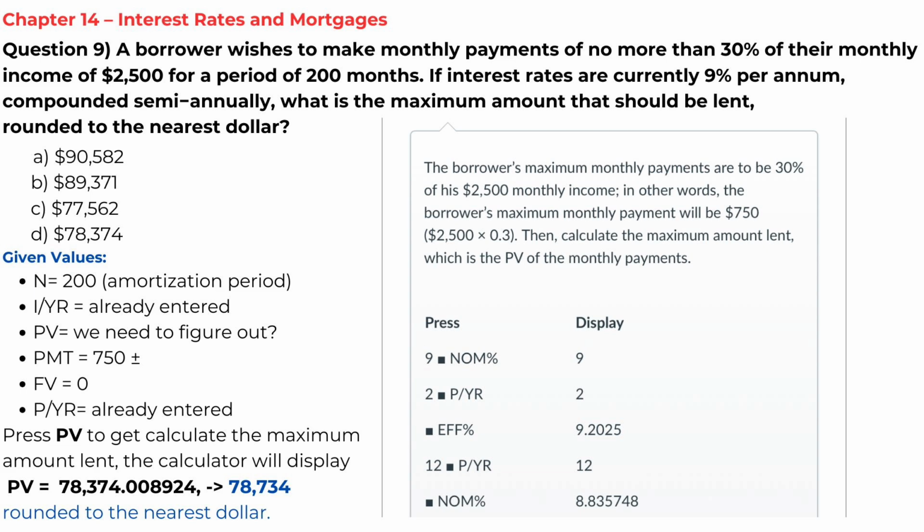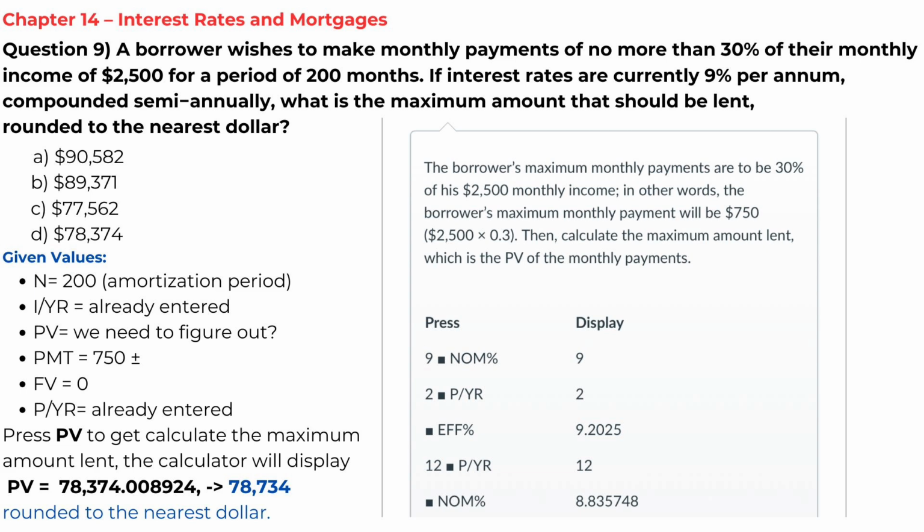Question 9. A borrower wishes to make monthly payments of no more than 30% of their monthly income of $2,500 for a period of 200 months. The interest rates are currently 9% per annum, compounded semi-annually. What is the maximum amount that should be lent, rounded to the nearest dollar? The borrower's maximum monthly payments are to be 30% of his $2,500 monthly income. In other words, the borrower's maximum monthly payment will be $750, $2,500 times 0.3. Then, calculate the maximum amount lent, which is the PV of the monthly payments.